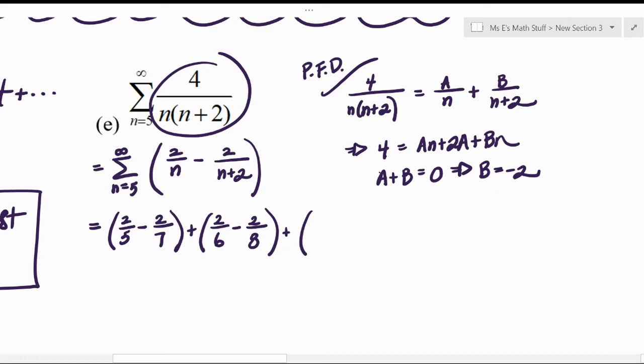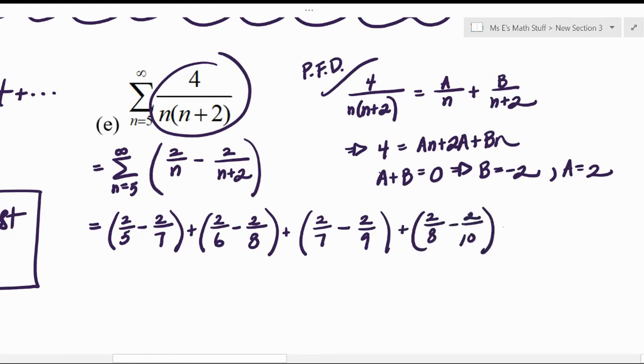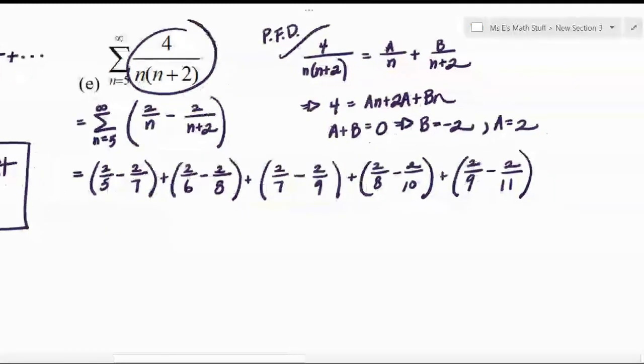I'll move this stuff out of the way. Okay, that was plugging 6 in. Let's plug 7 in. 2/7, oops, minus that is 2/9. 2/8 minus 2/10. I'm going to go ahead and show a couple more. I think that should be plenty. And then I'm just going to say plus dot, dot, dot.